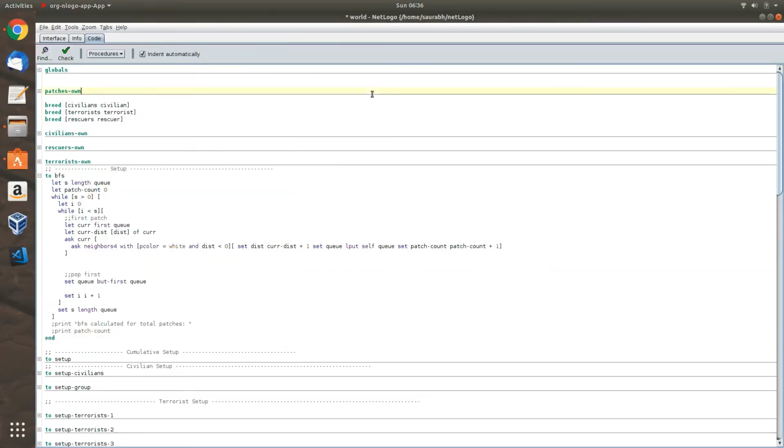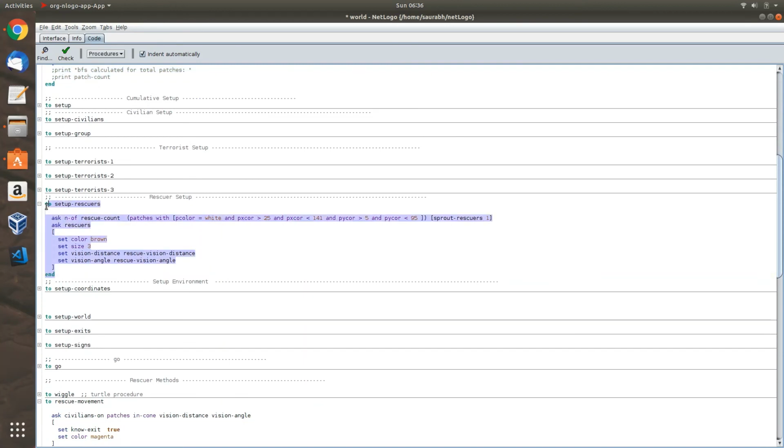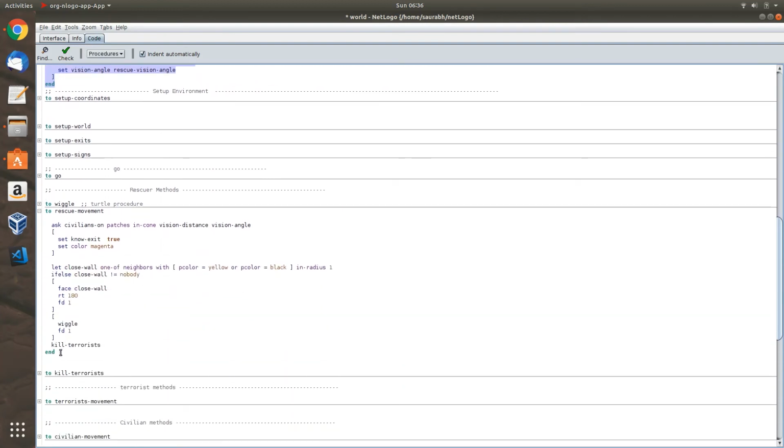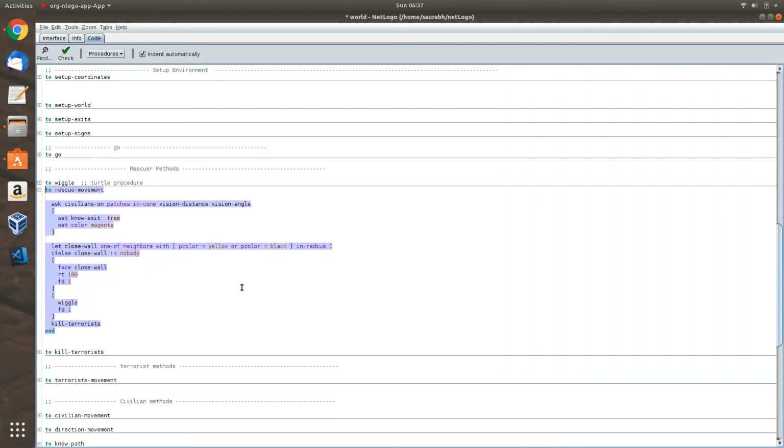Greetings of the day. This is Saurabh Petkar, roll number 142, and this is my contribution in the ABMS project. The first function is the BFS function, the breadth first search function. What this function basically does is it calculates the distance for every patch from the nearest exit. The second function is setup rescuers. This function places the energy commandos at different places. The third function is the rescue movement. This function is executed by each and every rescuer in order to protect the hostages and kill terrorists as well.